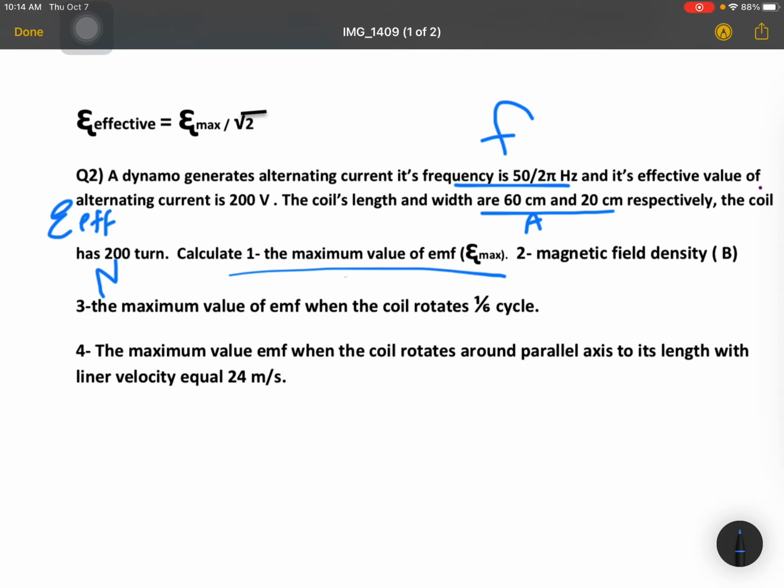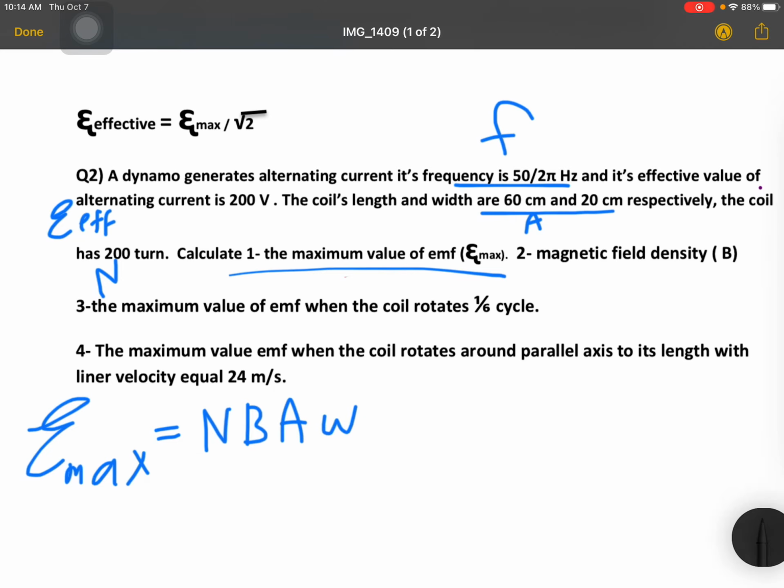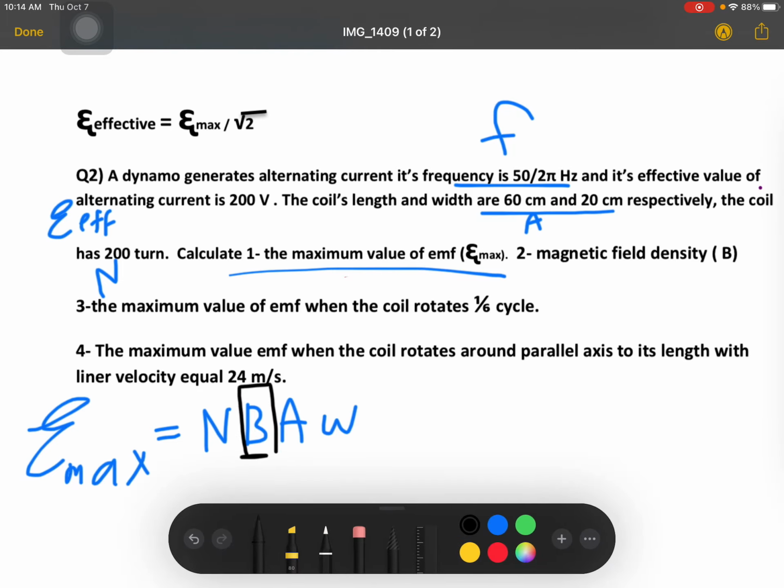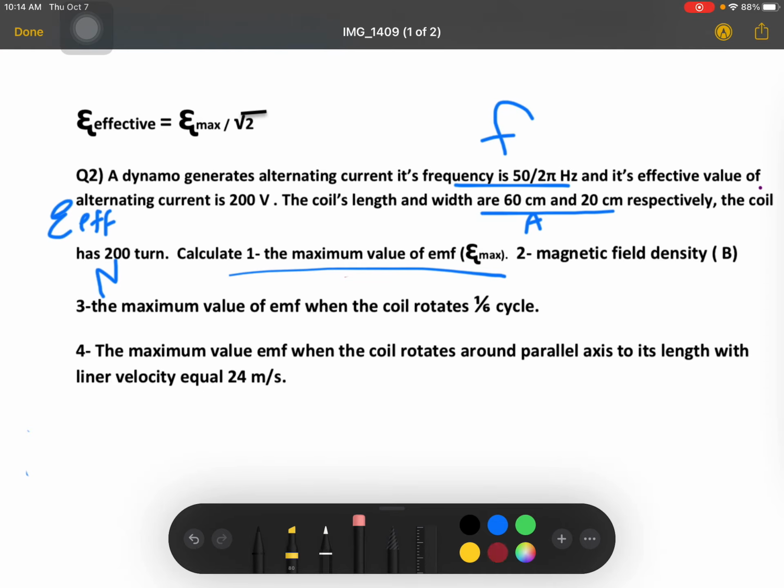Okay, we already know that we can use this relation, E max equals N B A omega, but in this case we can't. Actually we can't. Why? Because we didn't know the magnetic field density in Tesla. Okay, so we have to use another relation to solve this question. The other relation will be this relation. So we need to find E max.